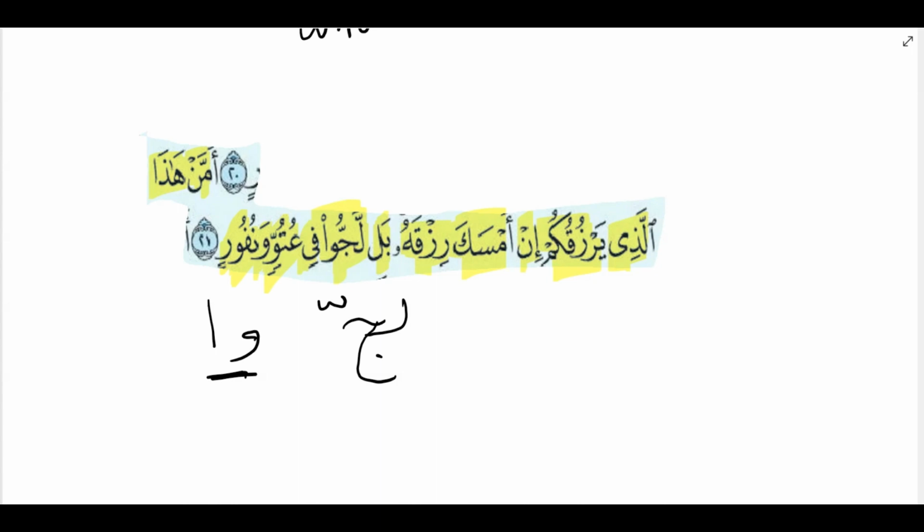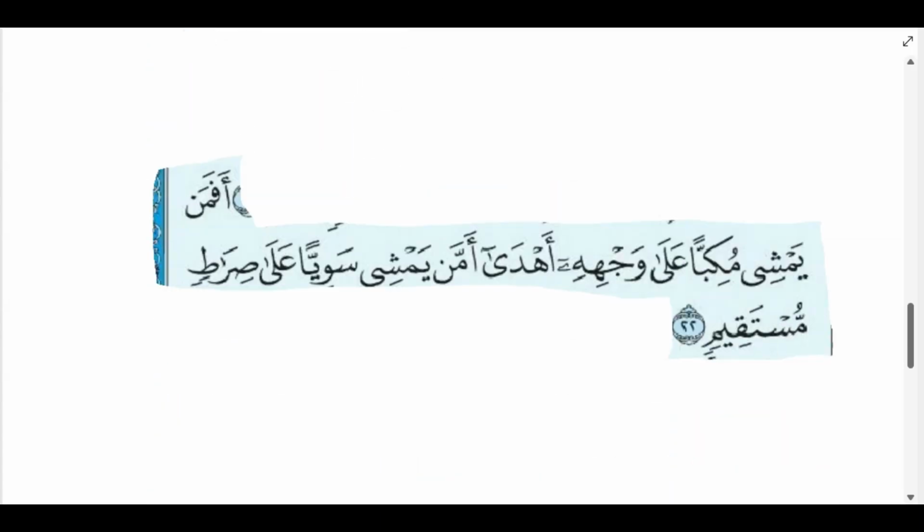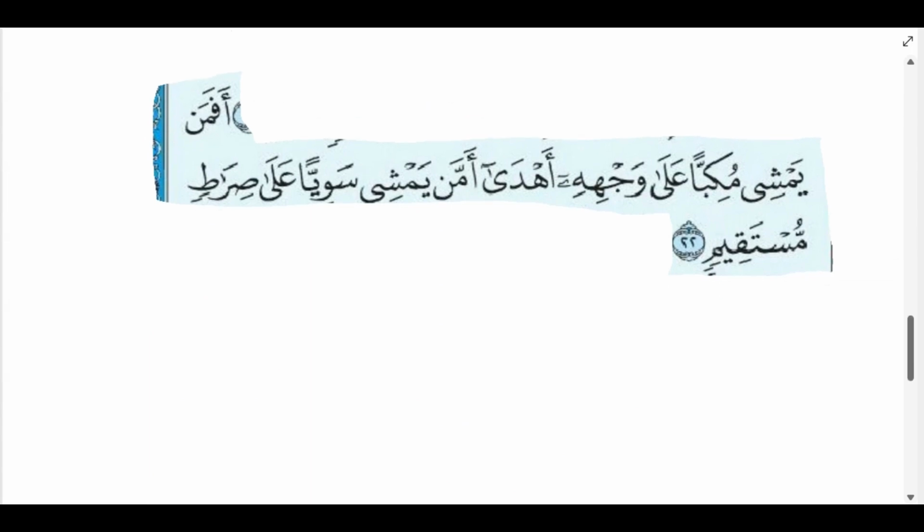So in summary: or who is it that will provide for you if he withholds his provision? But rather they persevere in arrogance and aversion to the truth. The last ayah is number 22. This ayah answers the question: are the believers and disbelievers equal? Afaman, afaman. We're going to talk about the rules of how to read the Quran, but let's just read it like plain Arabic right now.